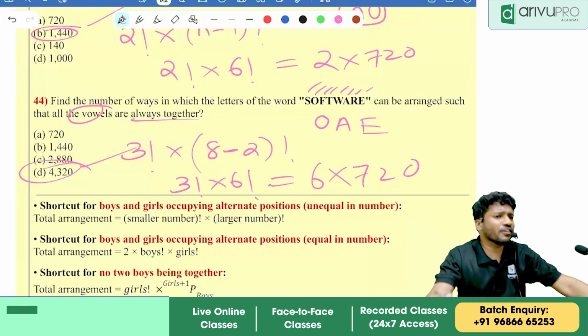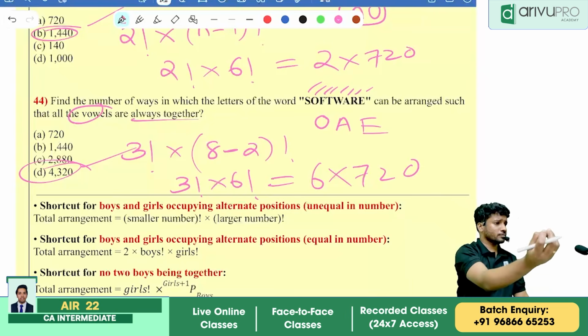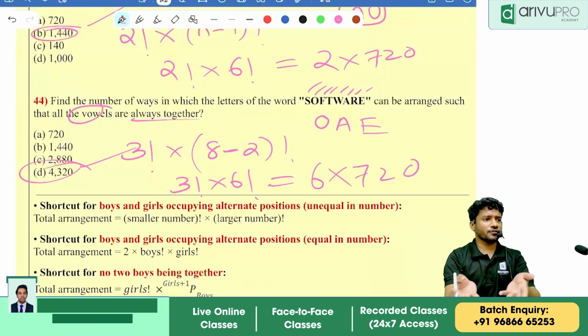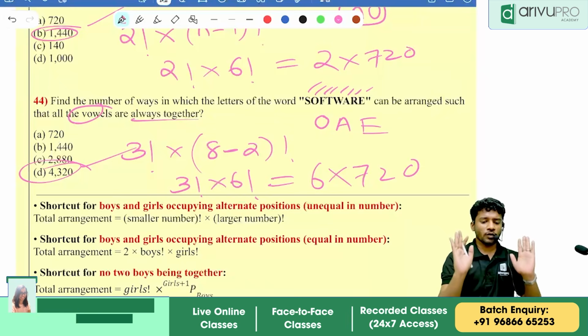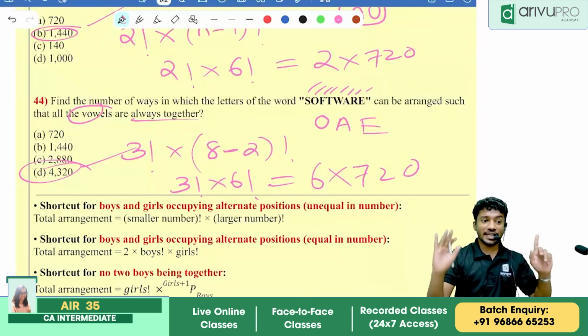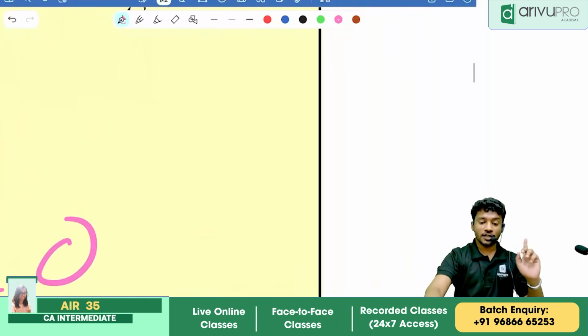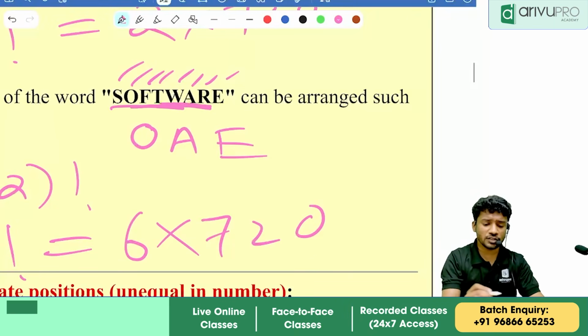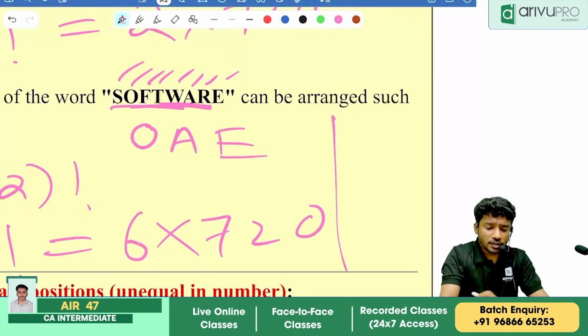Now, what if I change the question a little bit for you? The question is like this. For the same question, software, vowels are never together. Whenever the question is like never together, we will find the normal permutation. Software is how many words we can arrange using that? How many letters are there? 1, 2, 3, 4, 5, 6, 7, 8 are there.